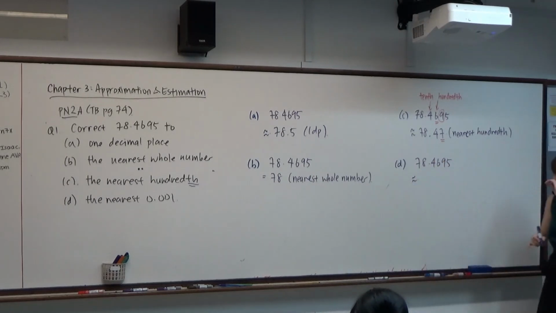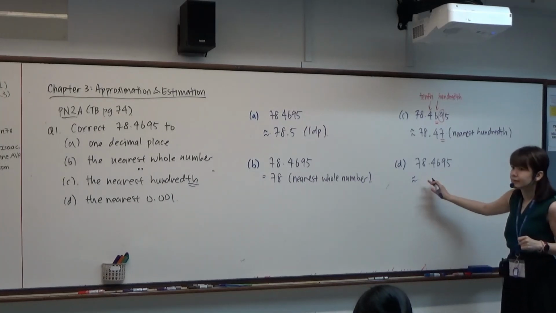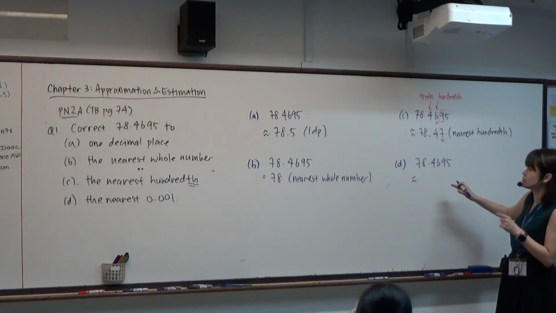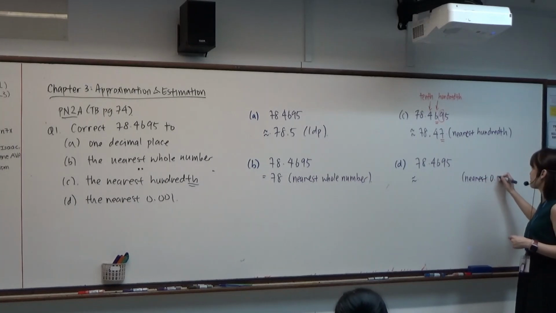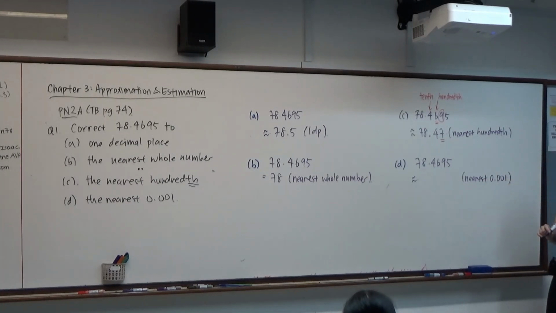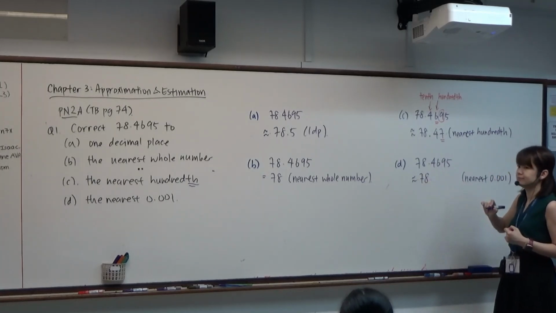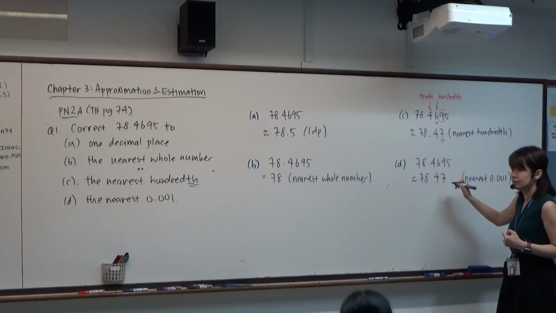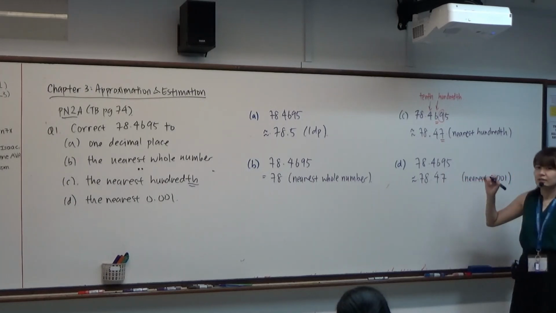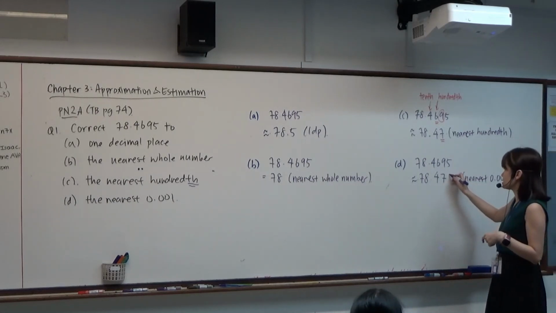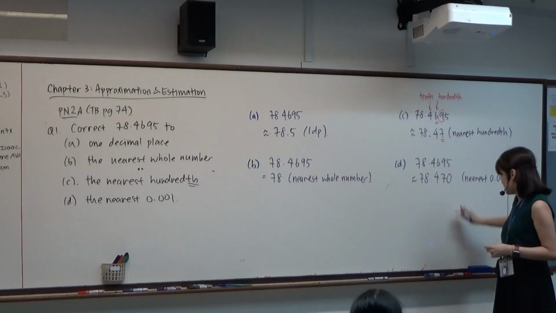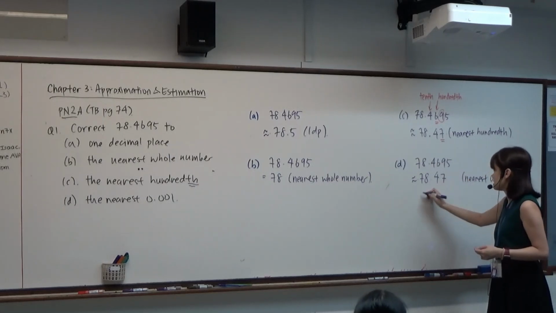Joshua, you look a bit bored, so give me an answer to this, please. Nearest 100, nearest 0.001. 1,000. Or 3 decimal. 78, 47. Sure? Any else? 470. Okay, so Marcus says 470, whereas Joshua said it's 78.47.